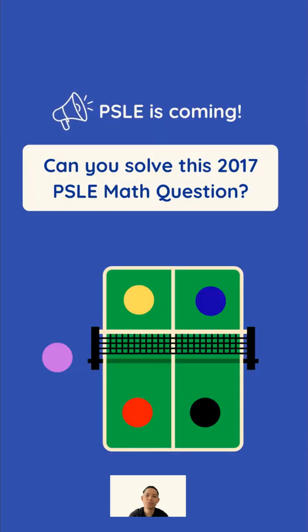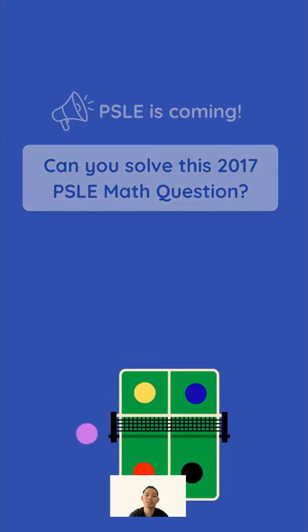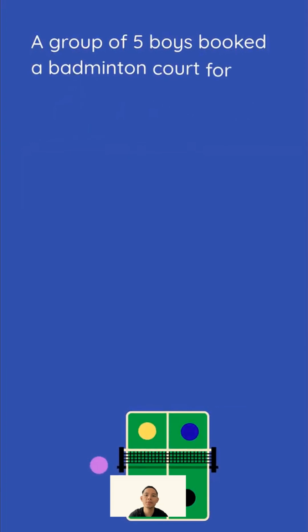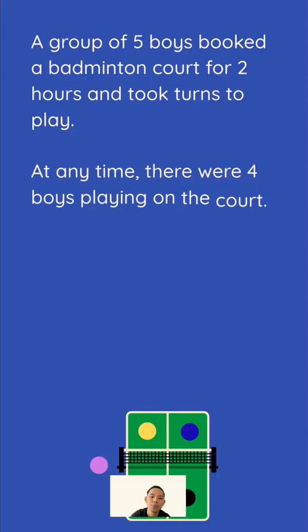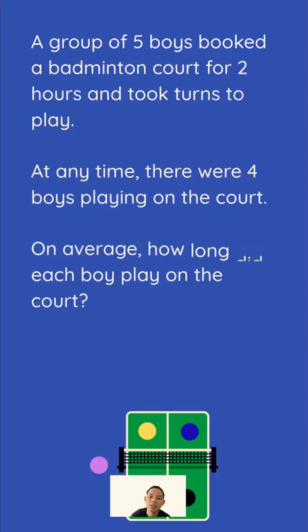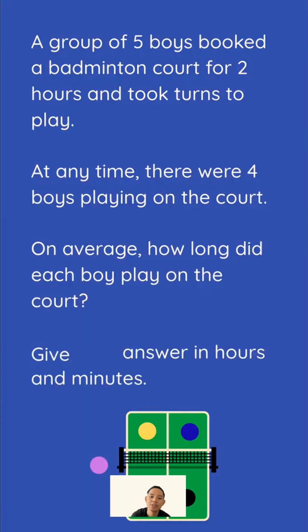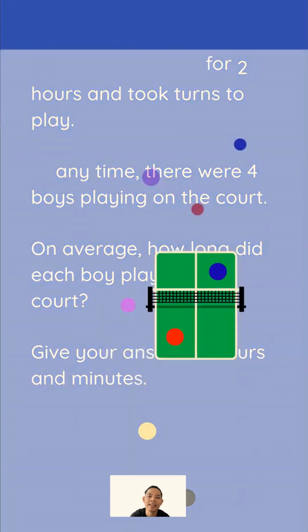PSLE is coming. Can you solve this 2017 PSLE math question? The question goes: a group of 5 boys booked the badminton court for 2 hours and took turns to play. And in the time, there were 4 boys playing on the court. On average, how long did each boy play on the court? Give your answers in hours and minutes.